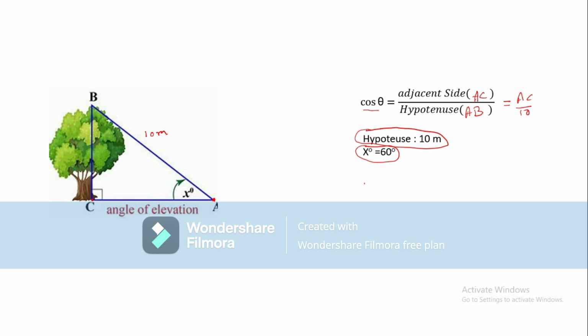So we can calculate cos 60 equals AC upon 10. Cos 60 is equal to 1/2. We will find out how cos 60 is equal to 1/2 in a later chapter. So 1/2 is equal to AC divided by 10. AC is equal to 10 multiplied by 1/2, which is equal to 5 meters. So the distance between the base of the ladder and the base of the tree is equal to 5 meters.